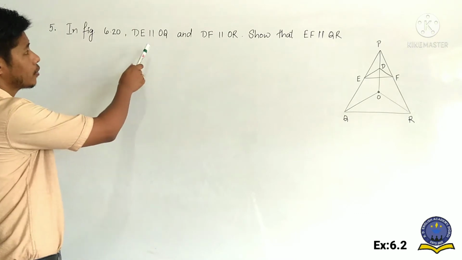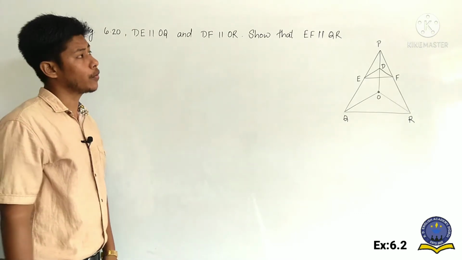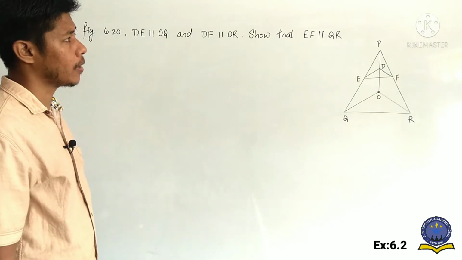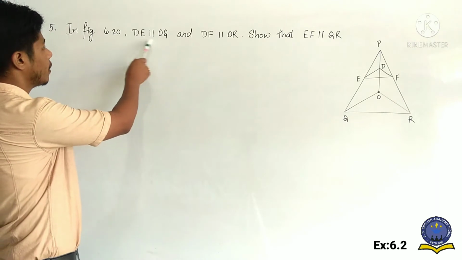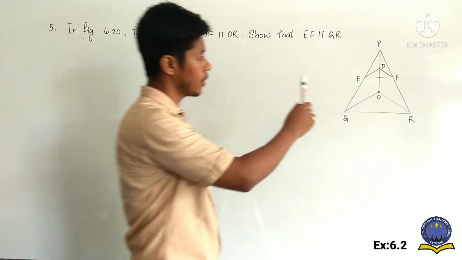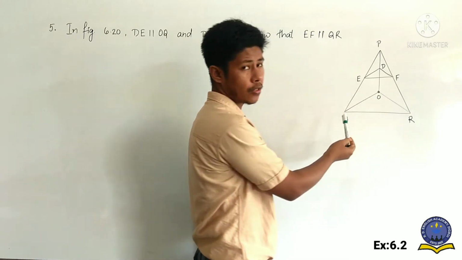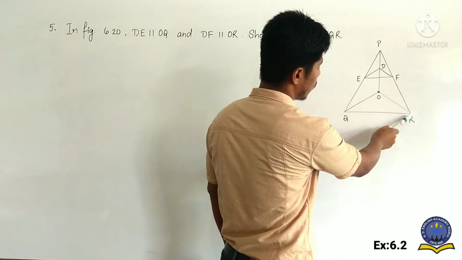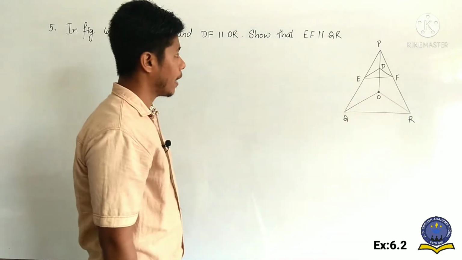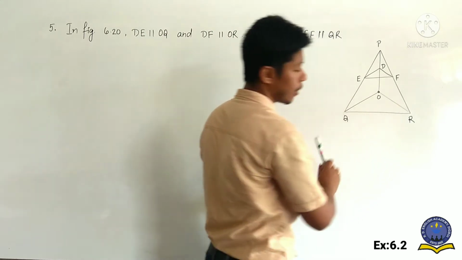Now here DE is parallel to OQ, as well as DF is parallel to OR. And what we need to prove here is EF parallel to QR. So at first, DE is parallel to OQ. Where is DE? DE parallel to OQ is given first of all, as well as DF parallel to OR. This one is also given. And we need to prove EF parallel to QR.